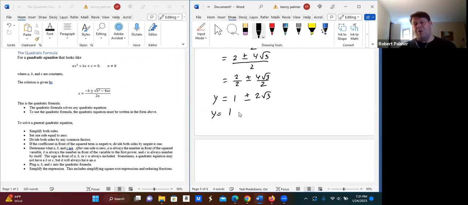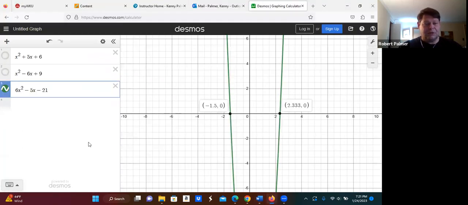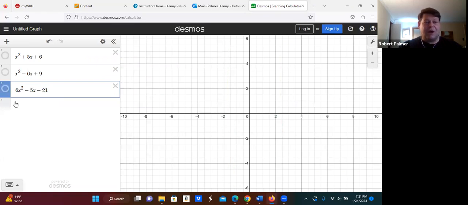Now let's actually look at both separately. So y is equal to 1 plus 2 times the square root of 3. And y is equal to 1 minus 2 times the square root of 3. Let's approximate those. Of course, you can do that with a graphing calculator or regular calculator. We can also do it with Desmos. Okay, let's go to Desmos again. So you may not know this, but you can do calculations with Desmos.